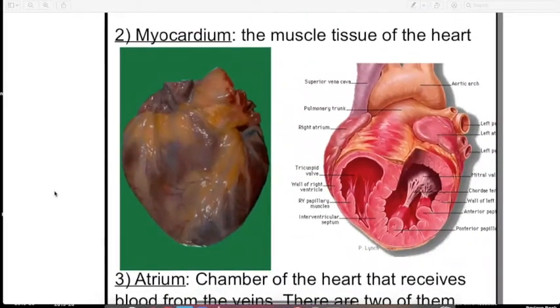Second word is myocardium. This is just a really fancy word for muscle. If you remember the muscle chapter, you saw myo in front of everything, and cardio has to do with your heart. So the muscle of the heart. And the actual meat, material, and again, yes, this is what a real heart looks like without the pericardium.